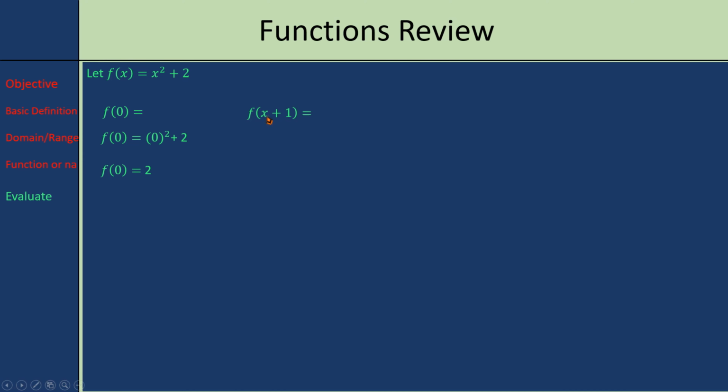And here I have f of x plus 1. So instead of x now, I take this whole thing and I square it and I add 2. Okay? So (x plus 1) squared plus 2. Remember, put parentheses around whatever you're putting in. Okay? Put parentheses around them because you're taking the whole thing, squaring it. And that just gives me x squared plus 2x plus 1, and then plus a 2 in the back. That gives me x squared plus 2x plus 3.